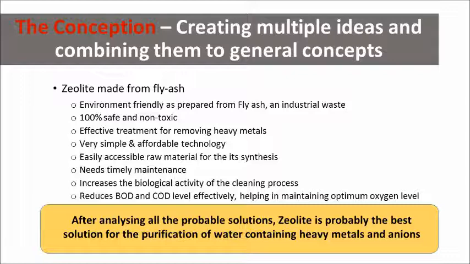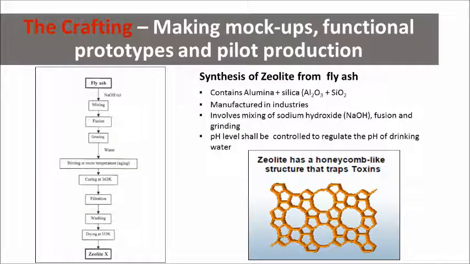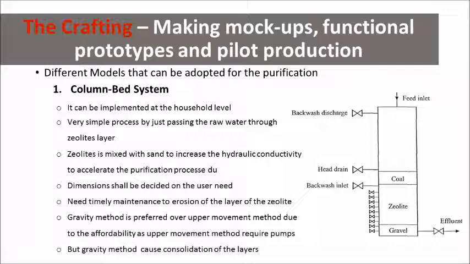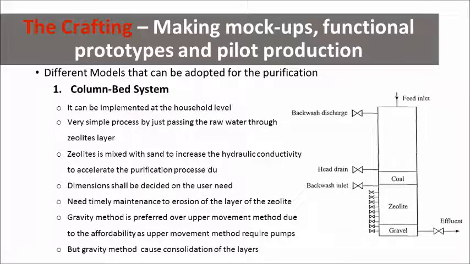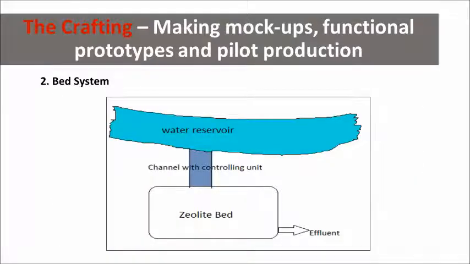The benefits of this method are shown below. Following is the method for the synthesis of zeolites from fly ash, which involves the use of sodium hydroxide and is manufactured in the industries. Zeolite has the structure as shown, where the size of the cavity is suited to trap toxic ions like heavy metals and fluorides. The 2 models adopted for purification are the column-based system and the bed system. The column-based technique can be used at the household level, whereas the bed-based system can be used for large-scale water purification plants.